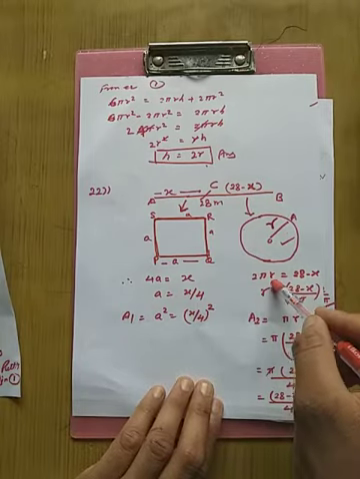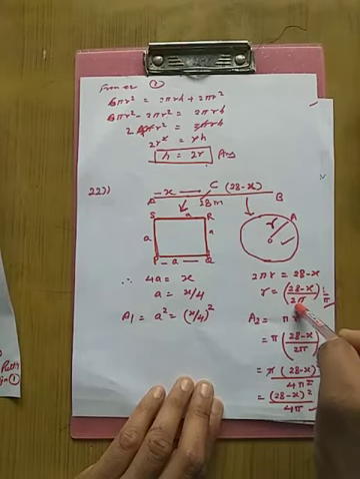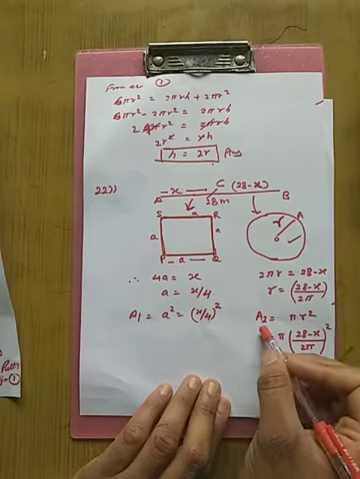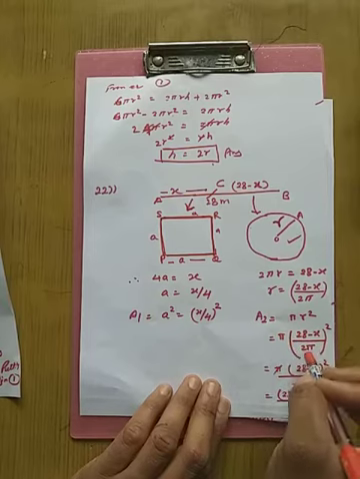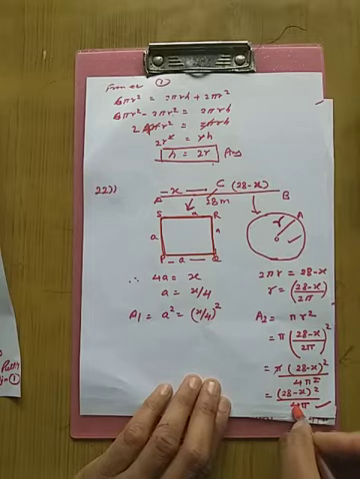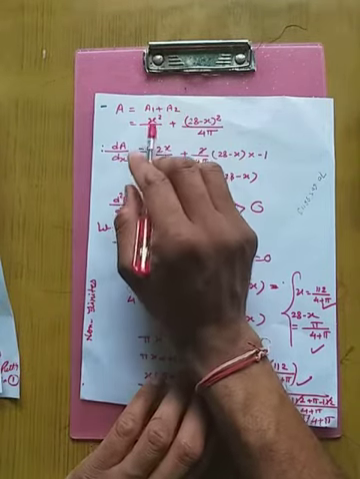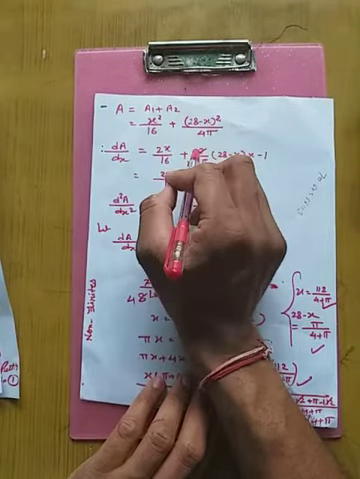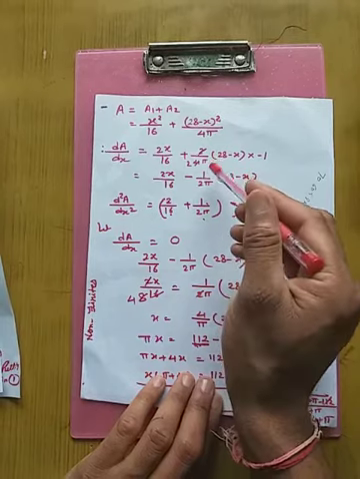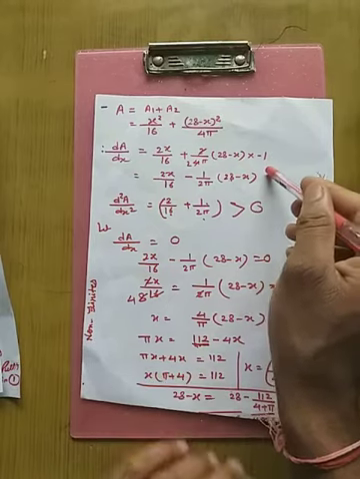Since 2 pi r, the circumference of the circle, equal to 28 minus x, r equal to 28 minus x upon 2 pi, and area of the circle A2 equal to pi r square, pi into 28 minus x upon 2 pi whole square. After solving this, you will get 28 minus x whole square upon 4 pi. Now the combined area A equal to A1 plus A2, x square upon 16 plus 28 minus x whole square upon 4 pi. dA upon dx equal to 2x upon 16 plus 2 upon 4 pi into 28 minus x into minus 1.